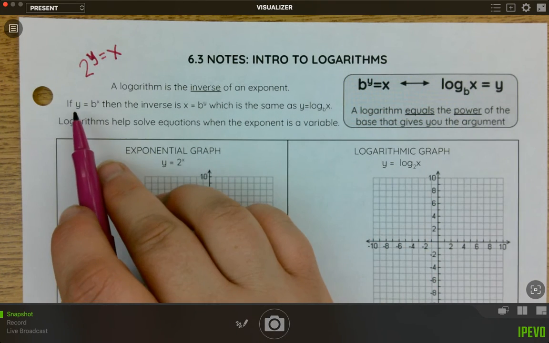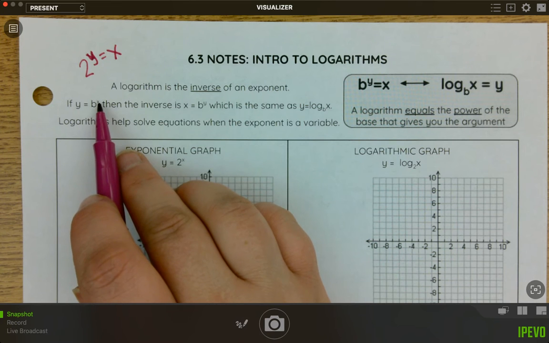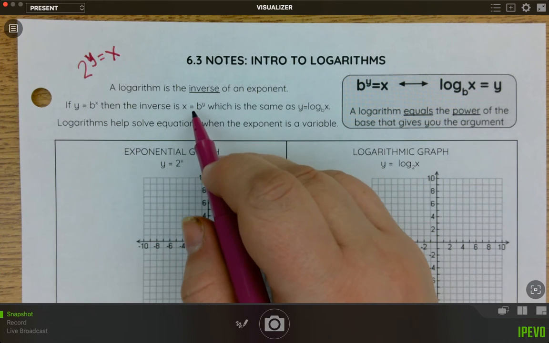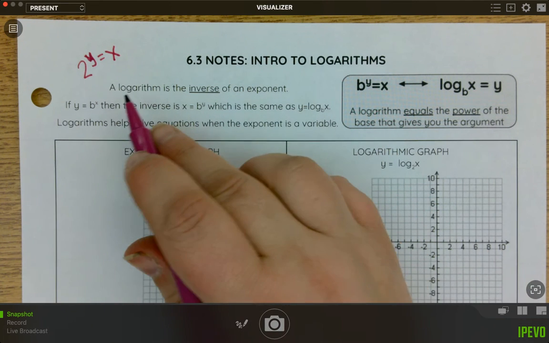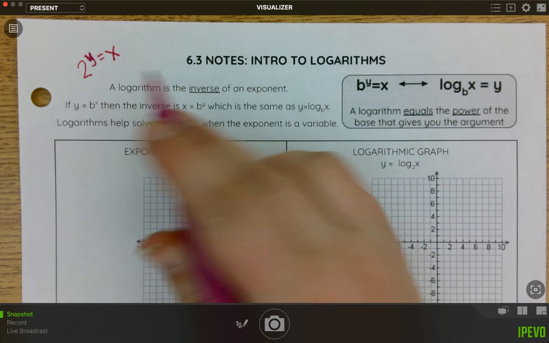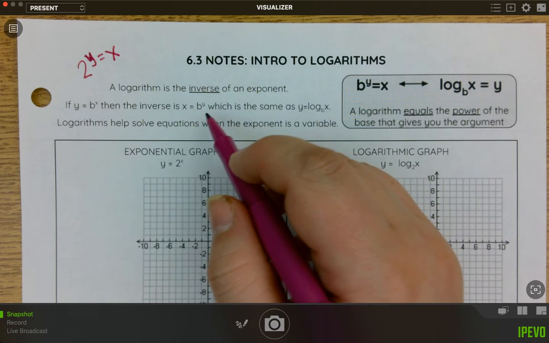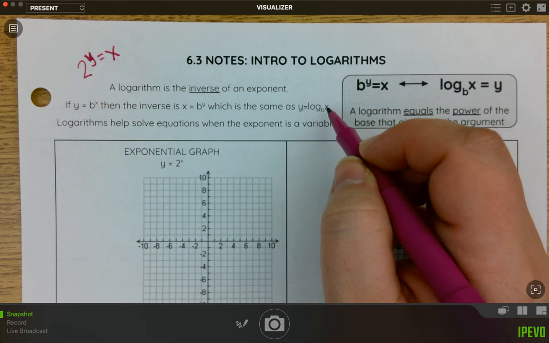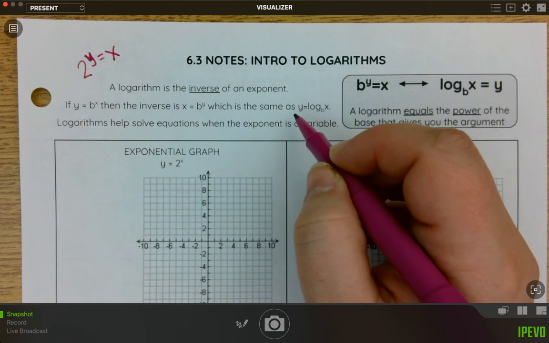So if y equals b to the x power is the original function, then the inverse is x equals b to the y power. Kind of like this one, I just made the b a 2 up here. This is the same thing as y equals log base b of x. So that has gotten y all by itself.